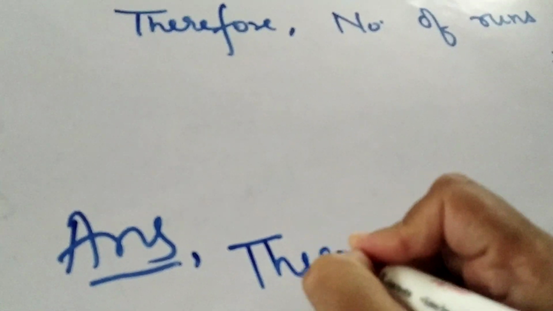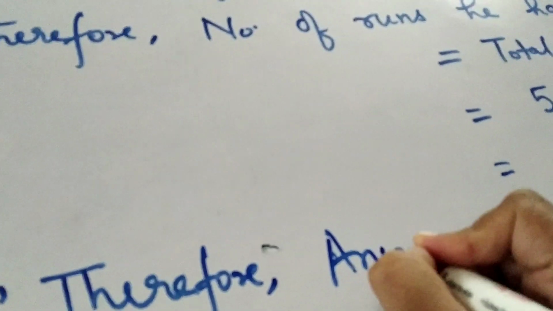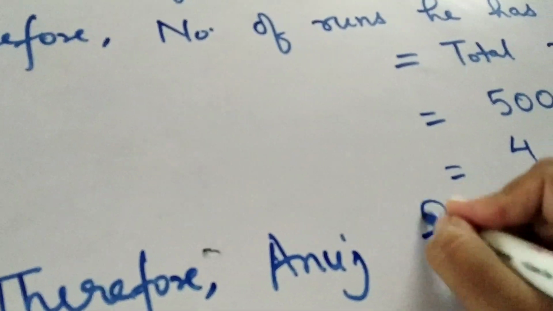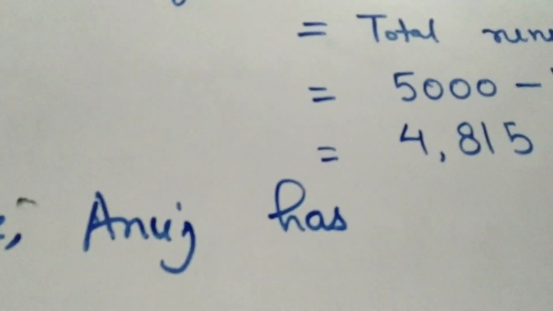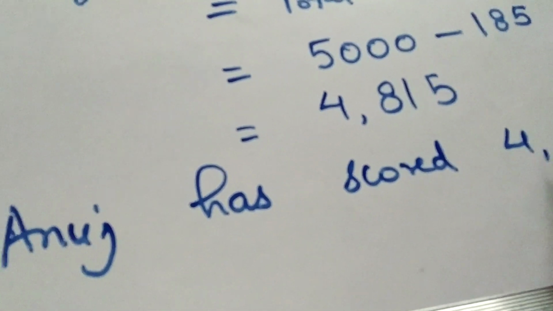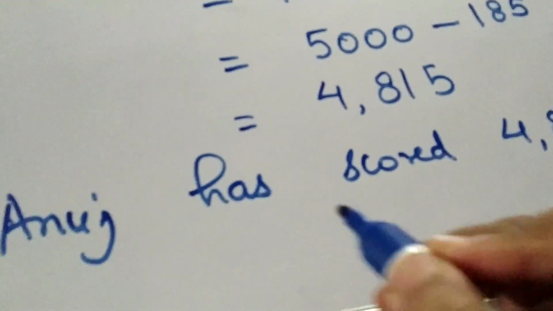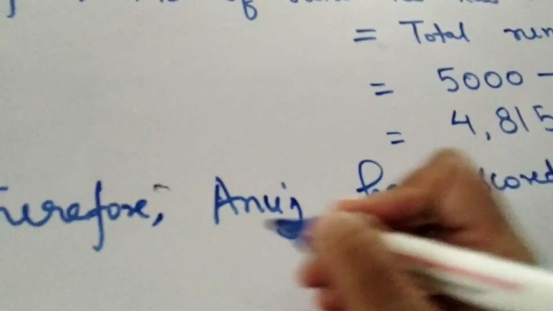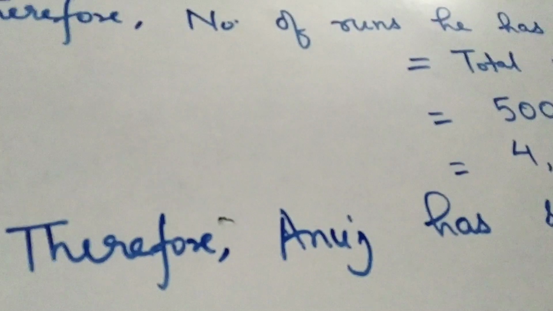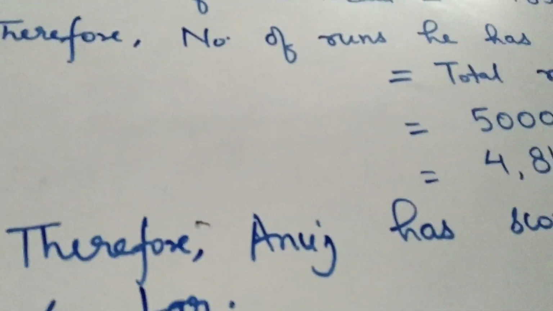Therefore, who? Anuj has scored 4,815 runs so far. Got it?